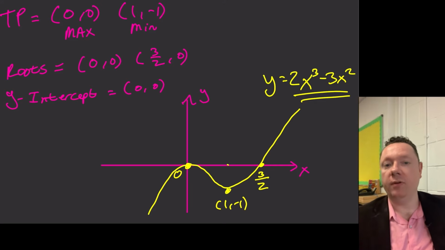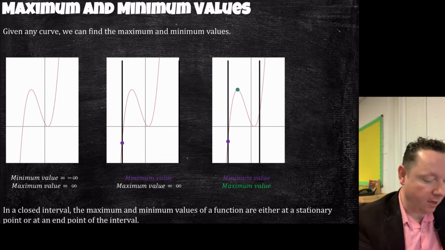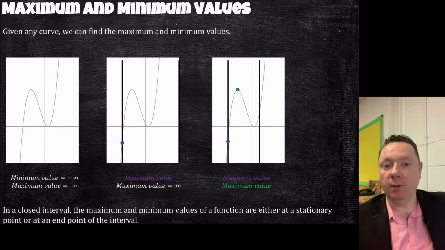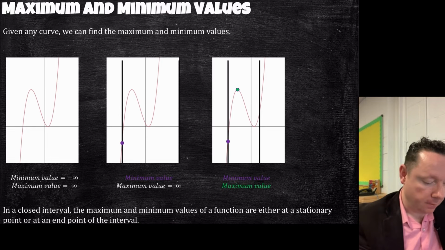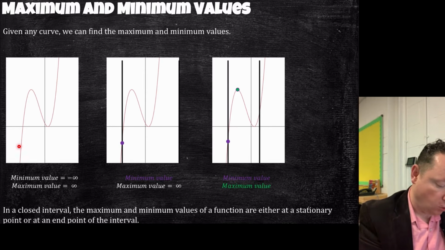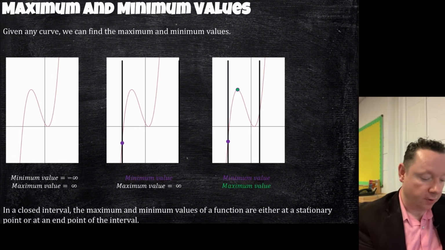It means you can draw the graph of any cubic using that plus differentiation. Okay, let's look at maximum and minimum values. If we've got any curve, we can find the max and minimums. Sometimes we have turning points, but other times it just goes on forever. So for a curve like this, the minimum value is at minus infinity and the max is positive infinity.